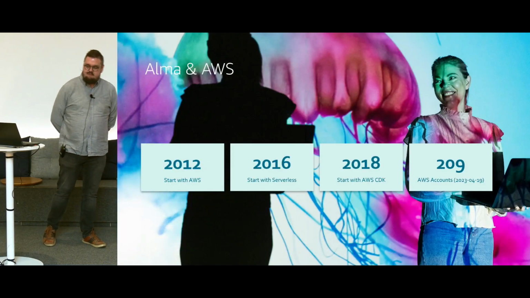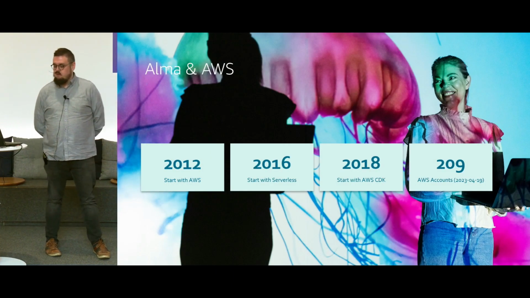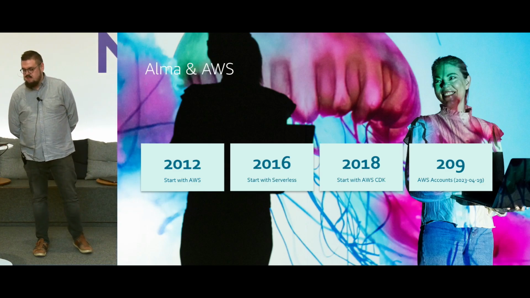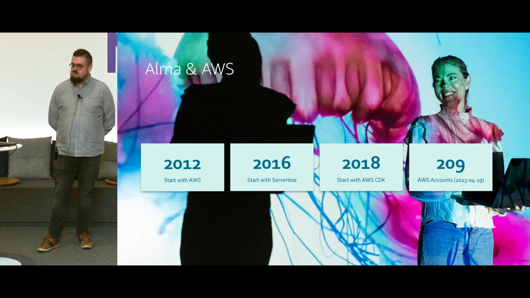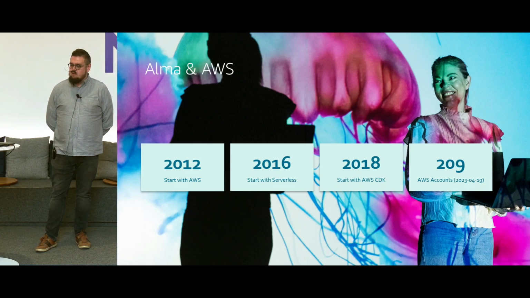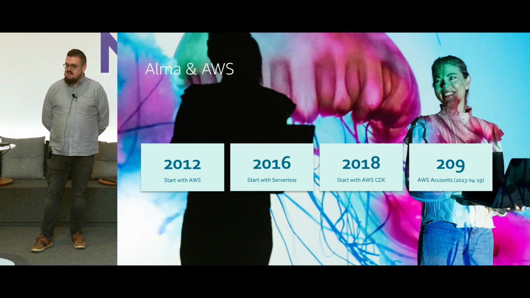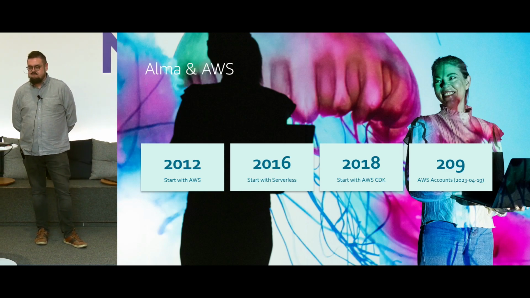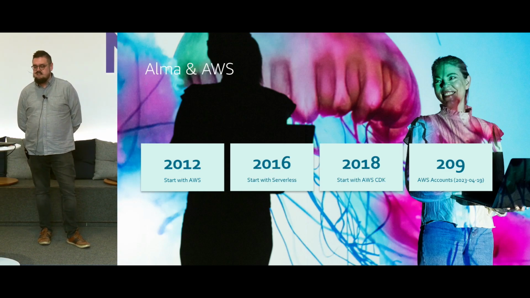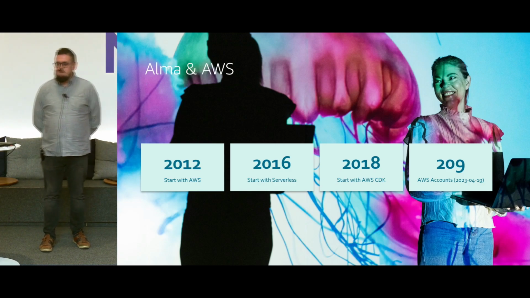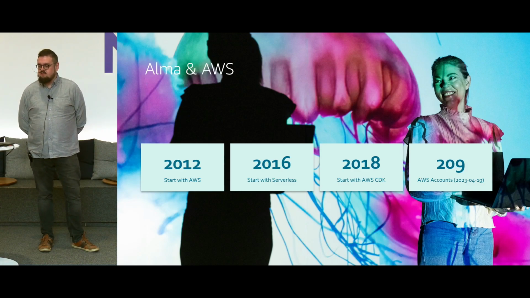Maybe a bit more interesting facts about Alma for this kind of audience is our journey with AWS. We started in 2012 going to AWS, and since then we've been using AWS more and more. Around 2016, we started using serverless technologies. Of course, we had used things like S3 buckets. S3 is actually my favorite serverless product in AWS. But in 2016, we started using more and more tools like Lambda and API Gateway and stuff like that.